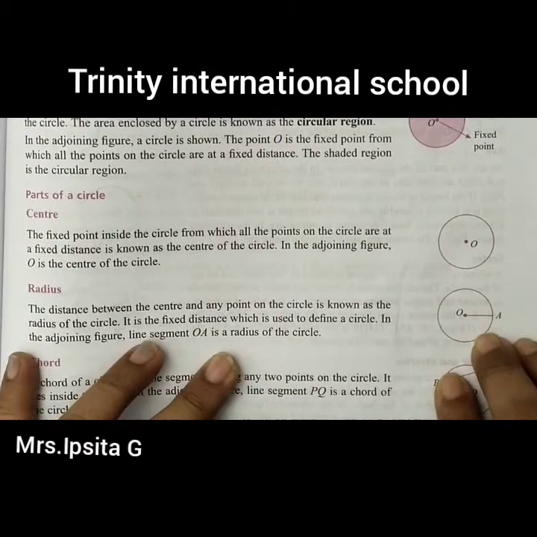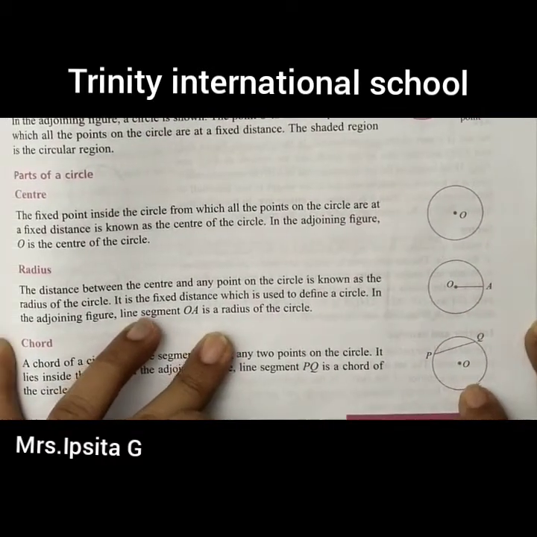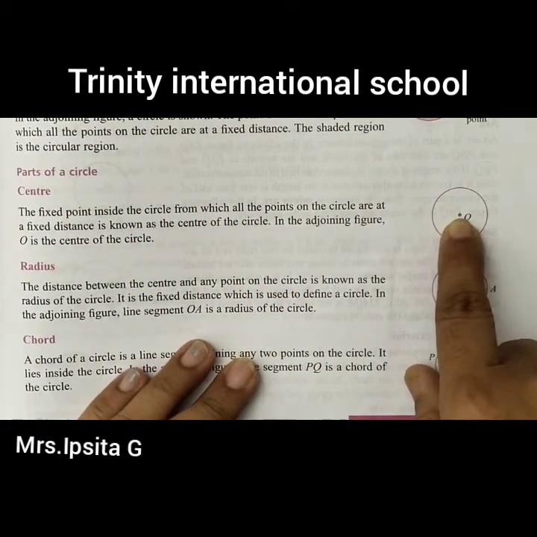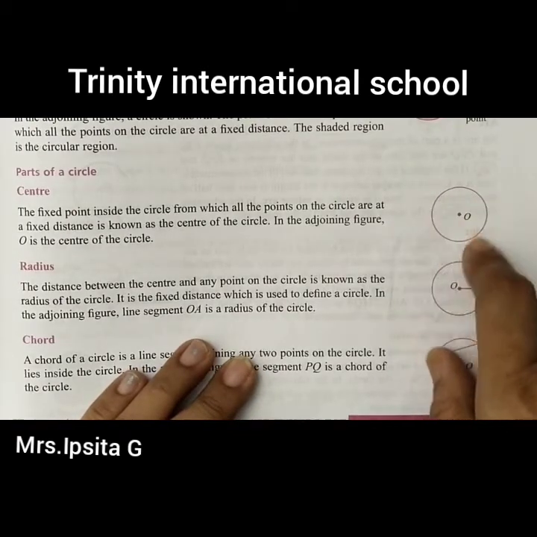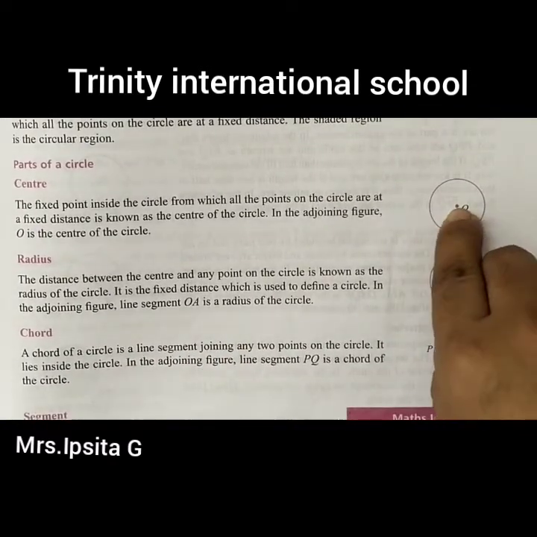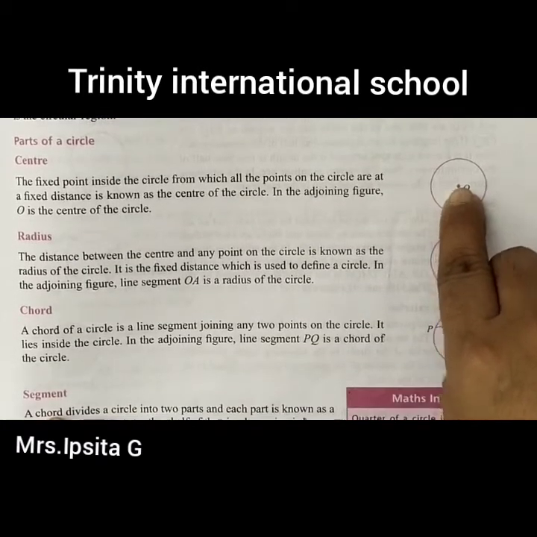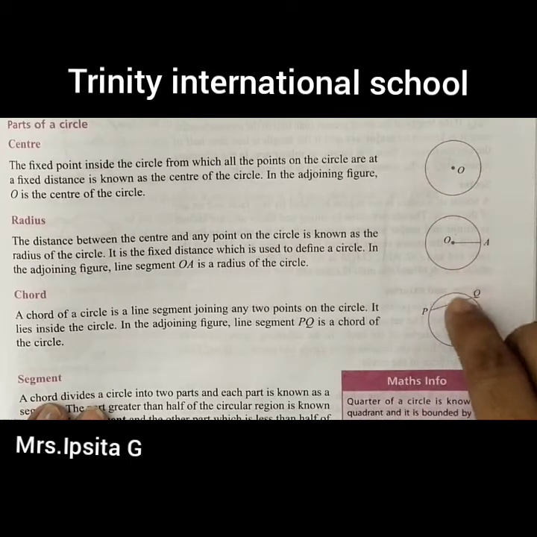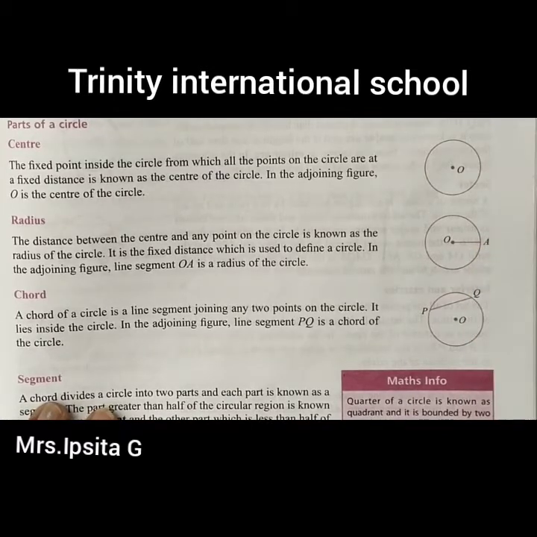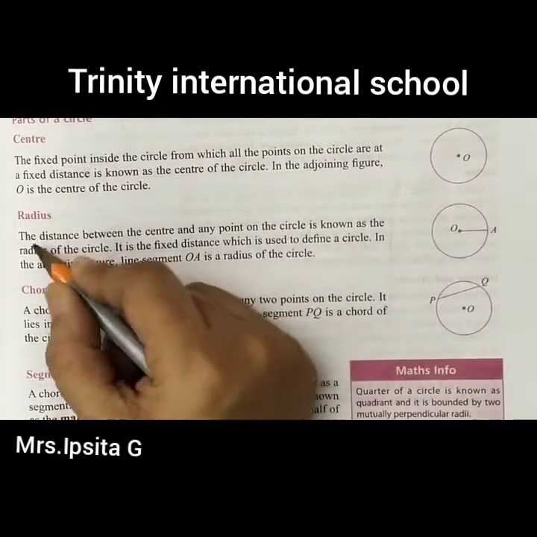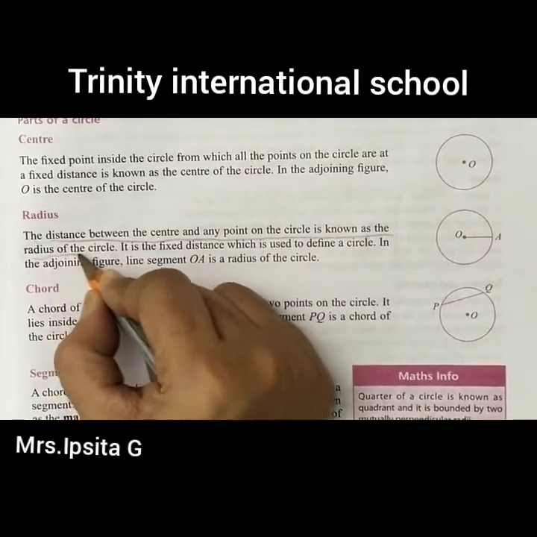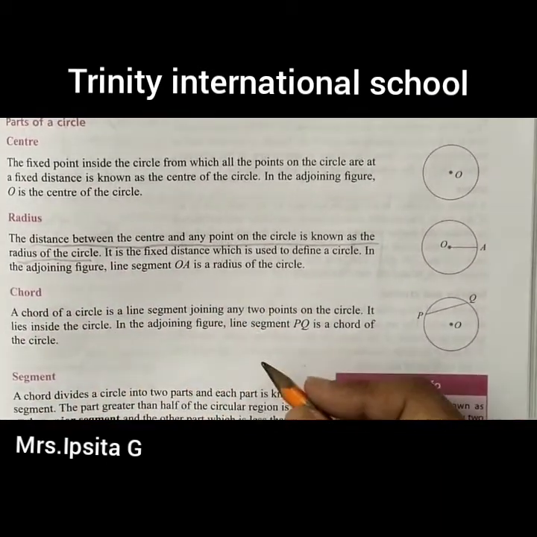Now there are different parts of circle that you are going to learn. So first part is your center. You know center means a fixed point from where all the points that are on the curved line are of same distance, isn't it? So this is the fixed point. This is known as the center. Now what is radius? Now you can see radius from center to any of the points on the circle. So just underline: the distance between the center and any point on the circle is known as radius of circle. So this is the definition of radius.